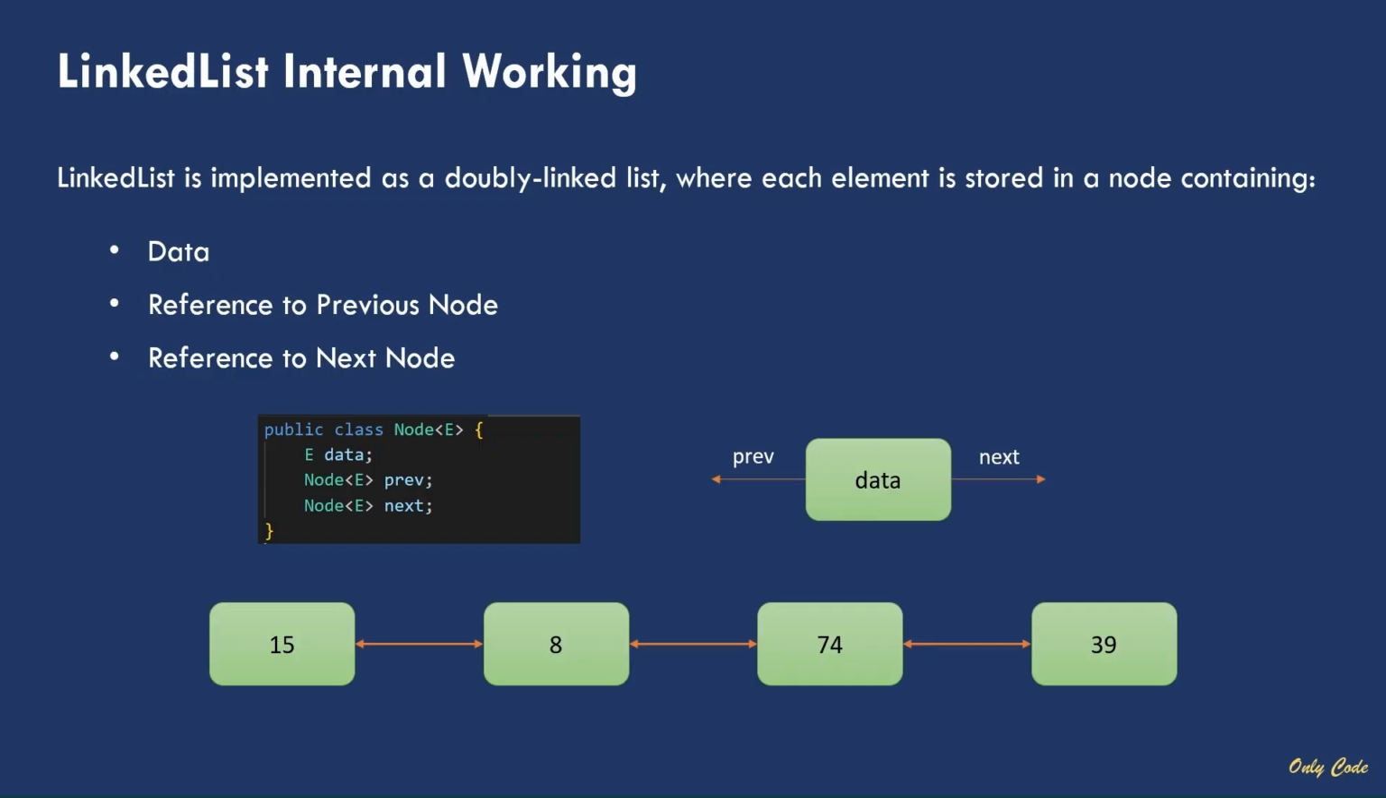Now, take a look at this diagram. You can see a series of connected blocks, each holding a value like 15, 8, 74, and 39. First element is called head, and the last element is called tail. These blocks represent nodes, and the arrows between them show how each node is linked to both its previous and the next node. This two-way linkage is what gives linked list its name, and more importantly, its powerful ability to insert or delete elements from both ends.